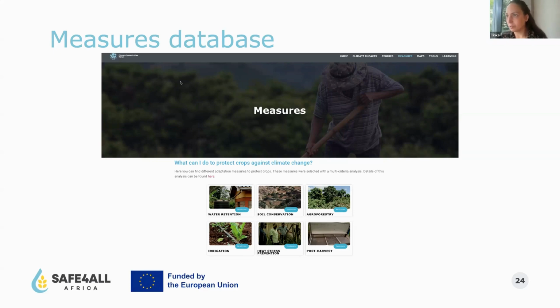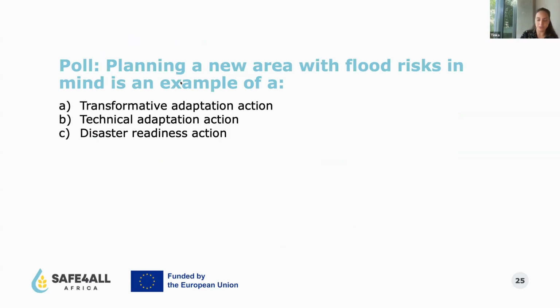I just heard something is wrong with the screen, so I hope I will finish this section and then we will fix that. Because the last part is the last poll. And I'm curious to know from you if you understood the concept. So the poll is: planning a new area with flood risks in mind is an example of, and then you can say if it's a transformative adaptation action, a technical adaptation action, or a disaster readiness action.